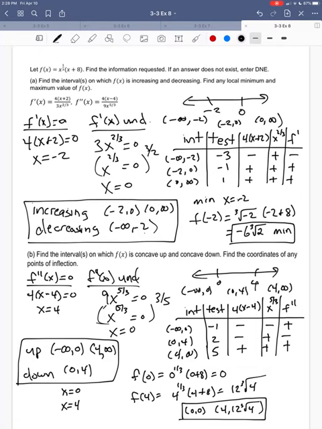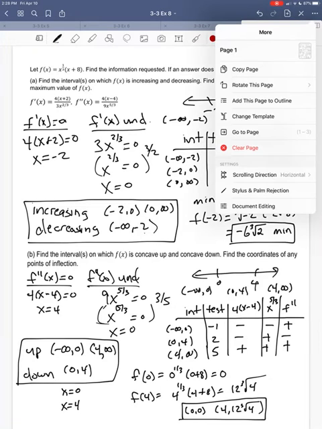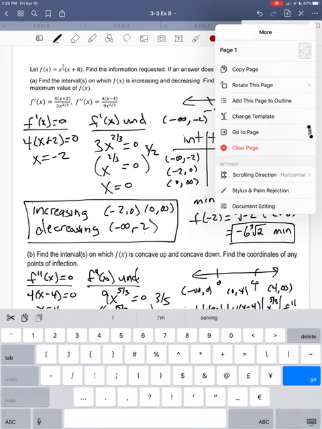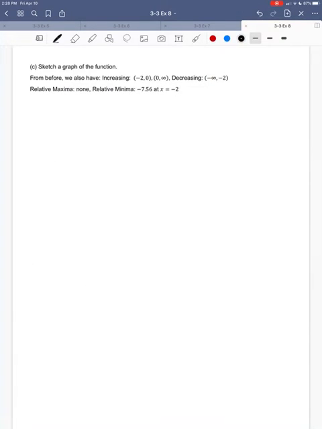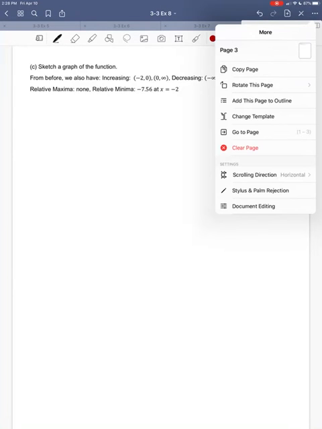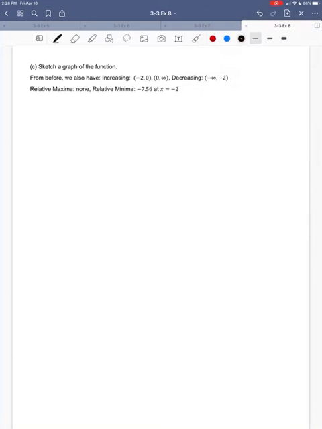All right, now if we look at this and we want to try to put this together and look at an overall graph, what I've done here, I went ahead and I plugged in that relative minimum point that was negative 6 times the cube root of 2. If I do that on a calculator, I get about negative 7.56.